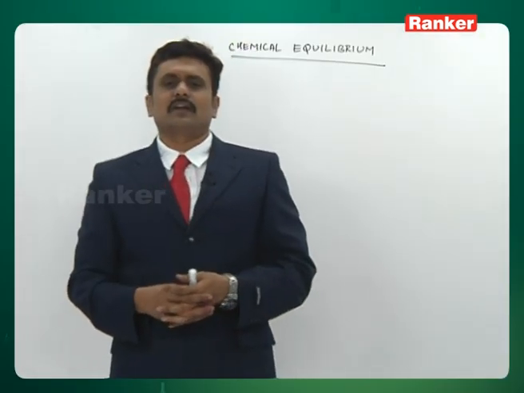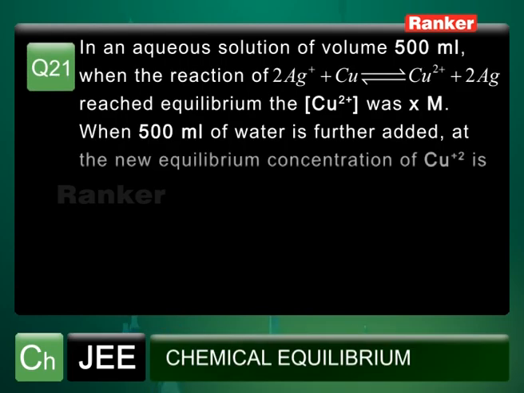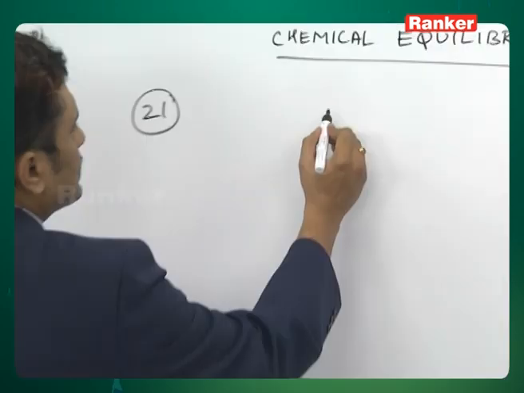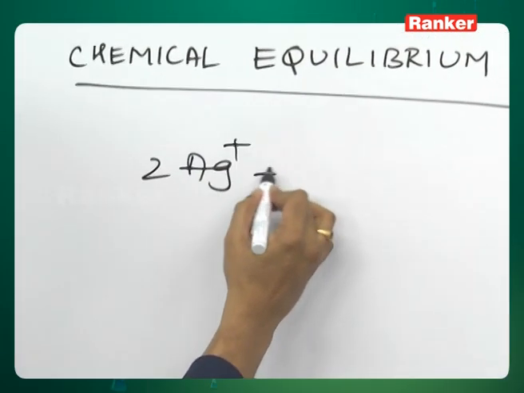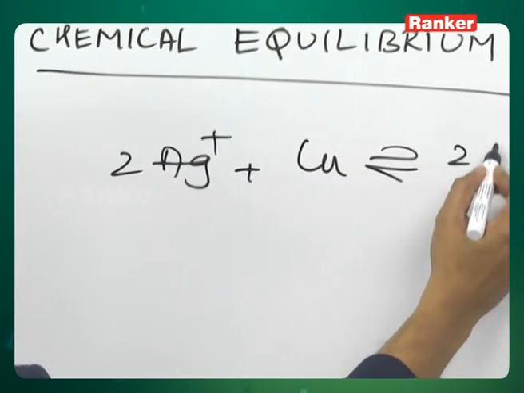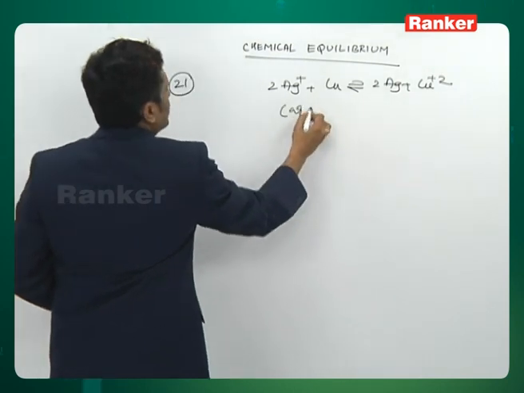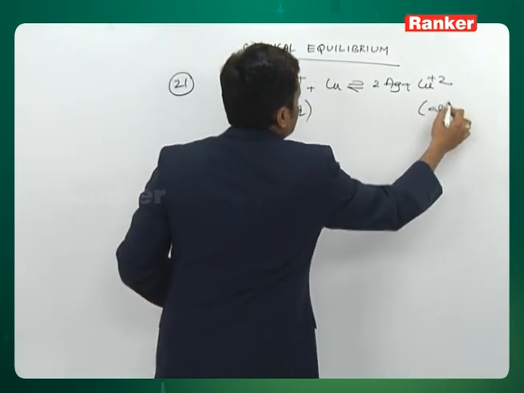Now we have an aqueous solution whose volume is 500 ml and an ionic reaction is taking place where the silver ions are replaced by the copper. It has reached the equilibrium with concentration of Cu2+ being x molar. Now when we have added more water at equilibrium, what exactly is the situation, the question asked. Now I am writing the concerned equilibrium reaction here, where the active components of this equilibrium are only Ag+ and Cu2+.